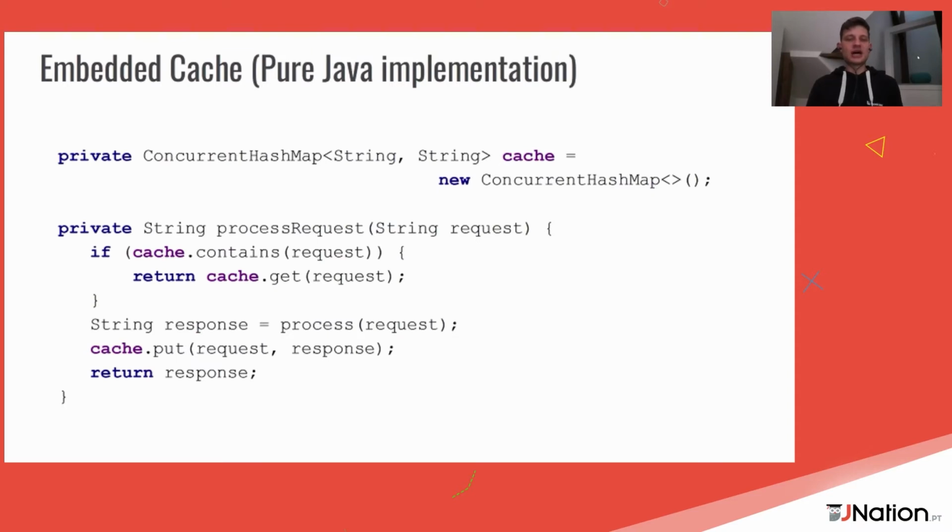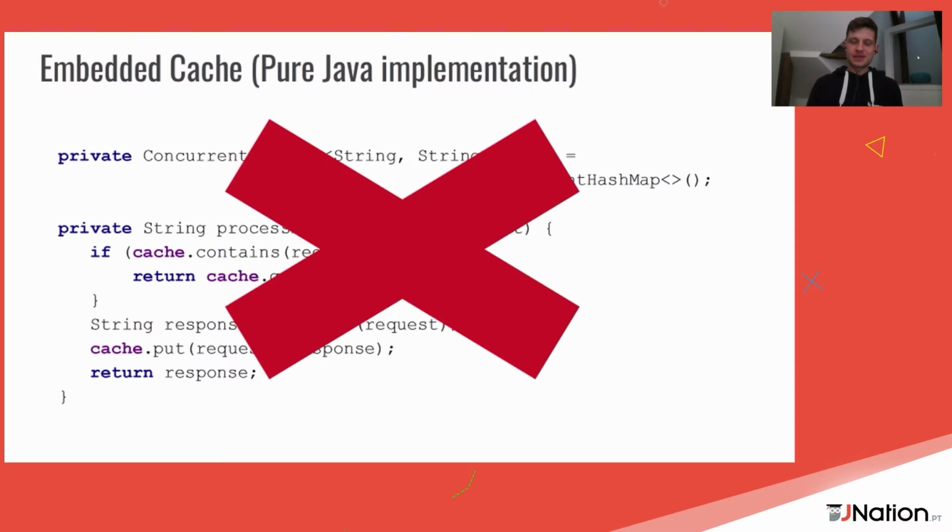If you use Java, that is how the code could look like. So we have our method processRequest. We check if such a request was already in the cache. If yes, return it from the cache. If no, do some processing, put the response in the cache, return the response. As simple as that. So you can write it yourself, but better don't do it.